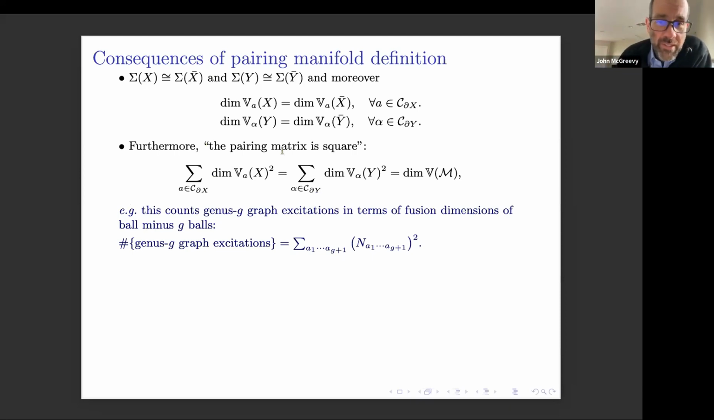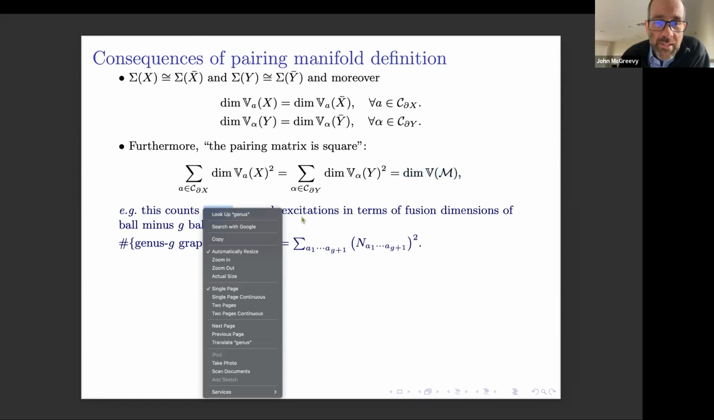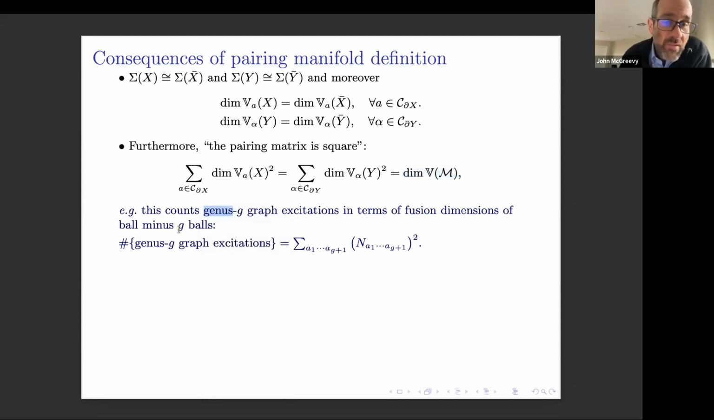And the most important consequence in words is the statement that the pairing matrix is square. The pairing matrix is a matrix I'll define in just a minute. It says that we can make a basis for the fusion space of the pairing manifold in two ways, either starting from excitations on X or starting from excitations on Y. The two ways of doing that are different bases for the same Hilbert space. One consequence is that we can count certain kinds of excitations in terms of the fusion dimensions of the excitations with which they're paired. So it leads to identities relating graph excitations to the fusion dimensions of the ball minus G balls, to these fusion dimensions of clusters of particles.